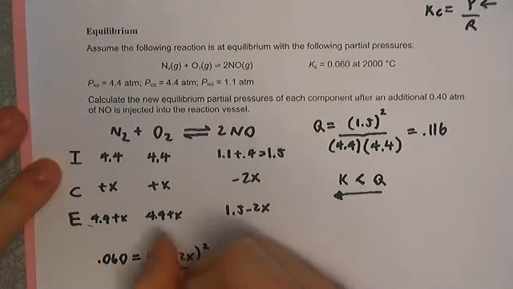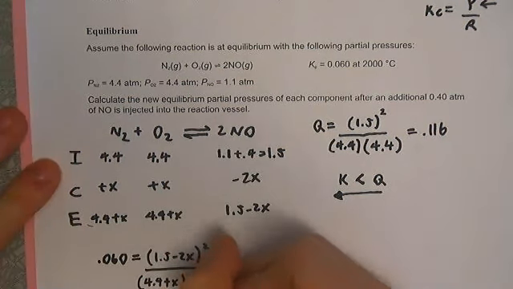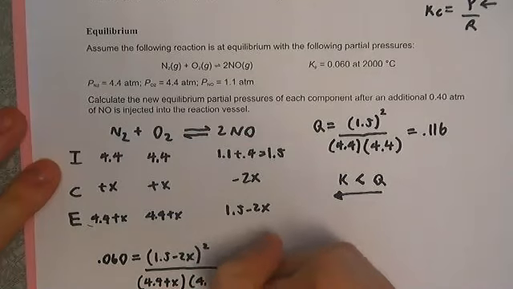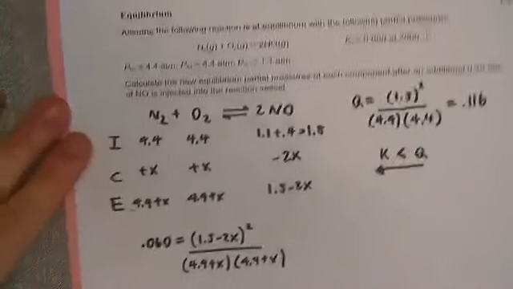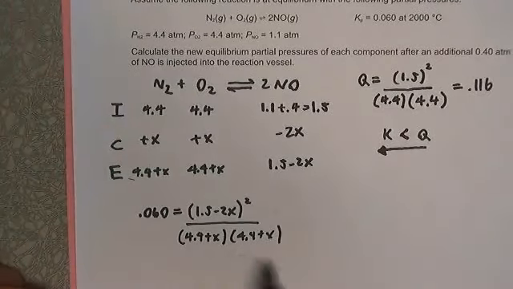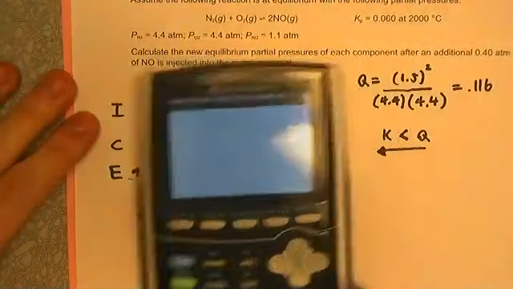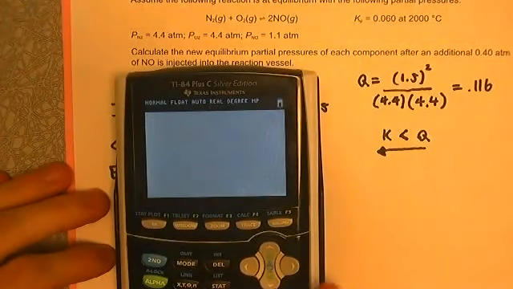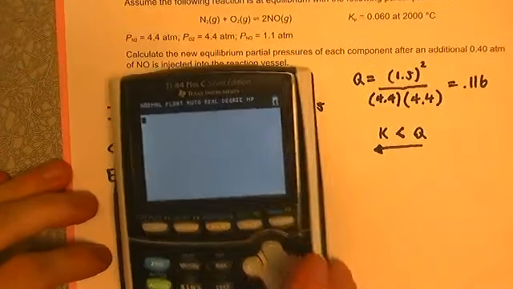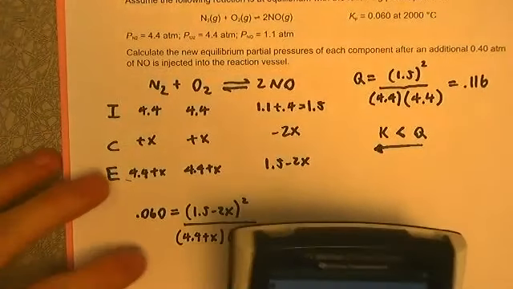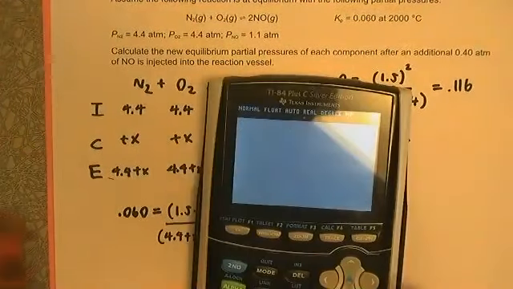And then we have our reactants, 4.4 plus x, 4.4 plus x, right? Now, you can do this by hand if you want. I prefer the solver function on the calculator. If you have the TI-84 Plus C, I'm going to be working through it with that. If you have the 84, you can consult the recitation manual, as there are steps on how to solve it using that.